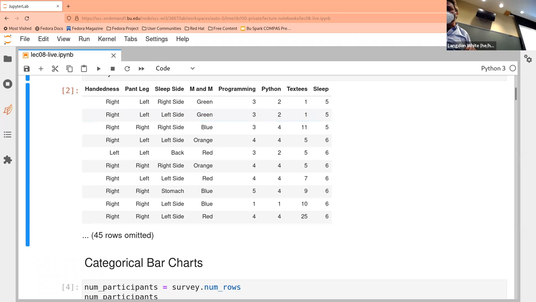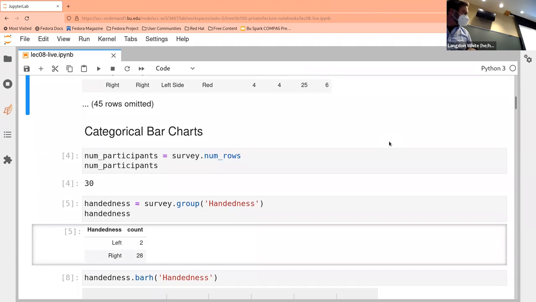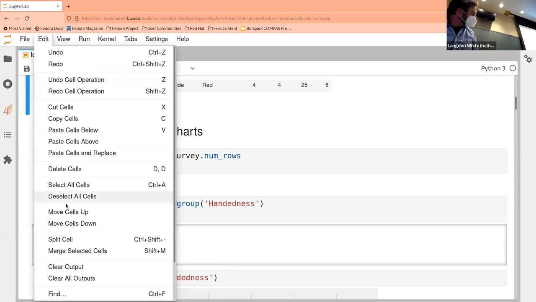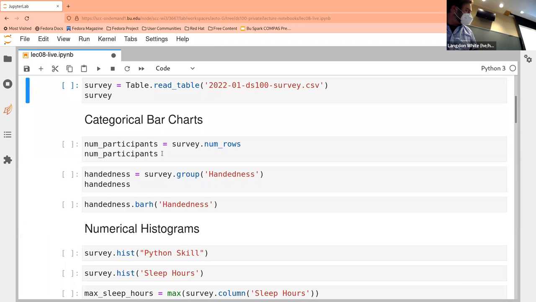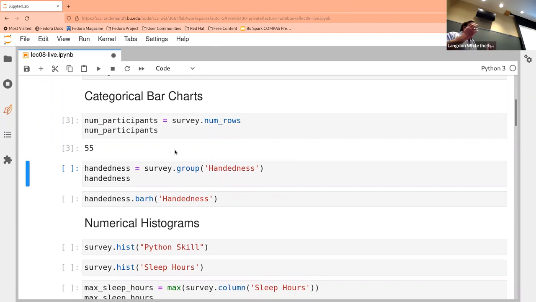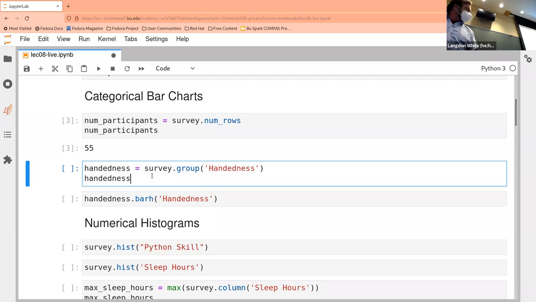All right, let me clear the output so that it works a little better. All right, so this is the first thing we want to do, try to understand the data we're looking at, almost every time. The first thing you want to know is how many rows there are. So we had about 55 people fill this in such that I could use the data. There may have been more people who filled it in, but I deleted a row because it was messed up or broken. So that's the first thing.